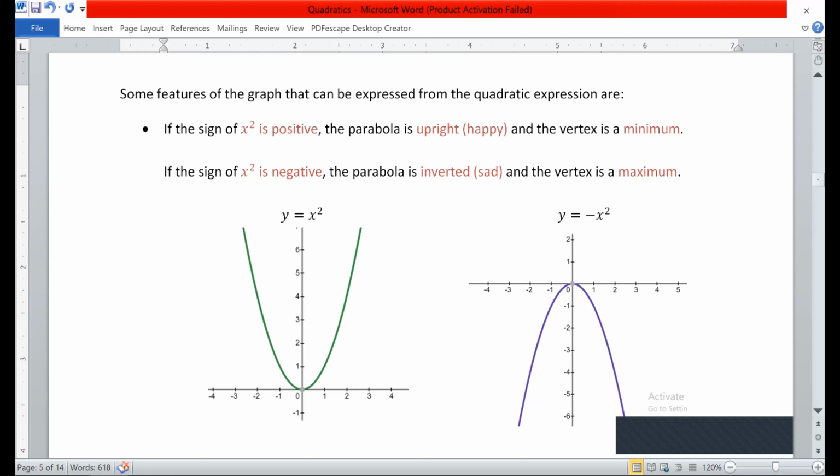Just sketch this. You don't even have to show the scale on the axis. Okay, this is just to show the shape. Are you done?